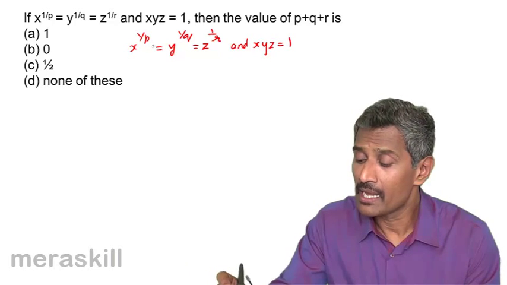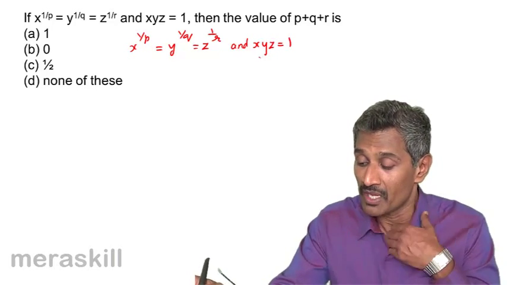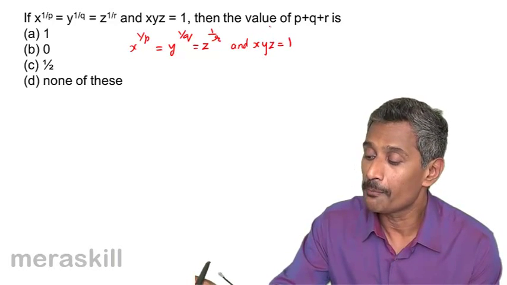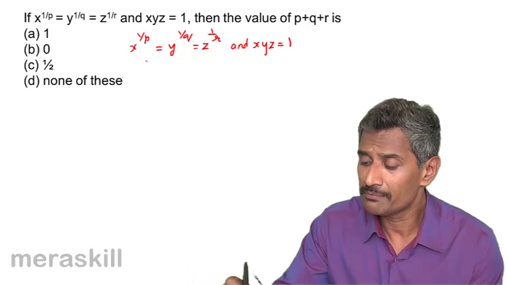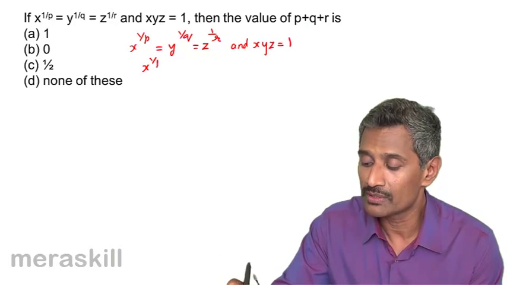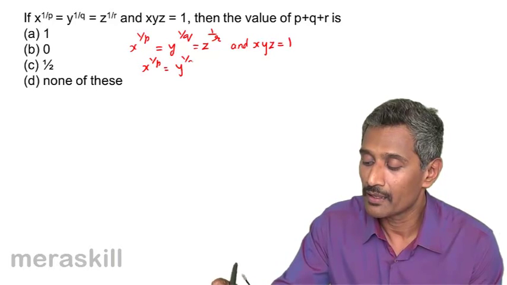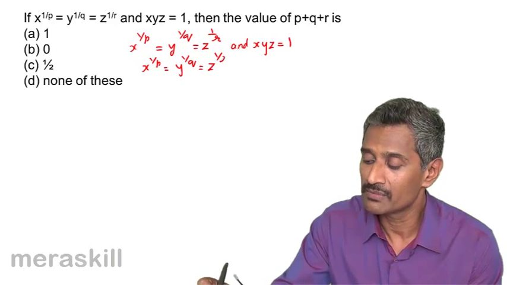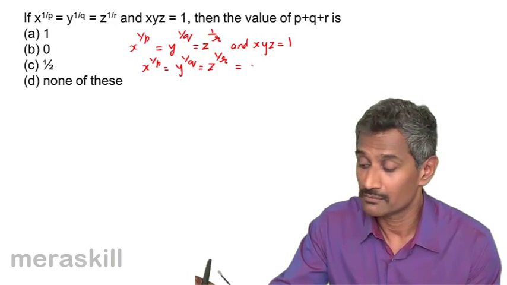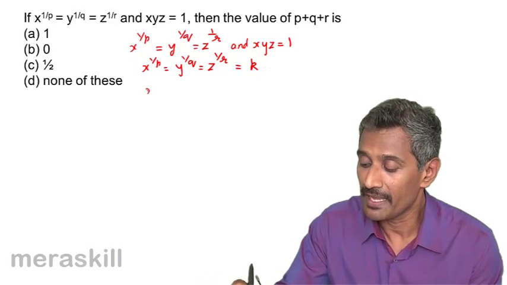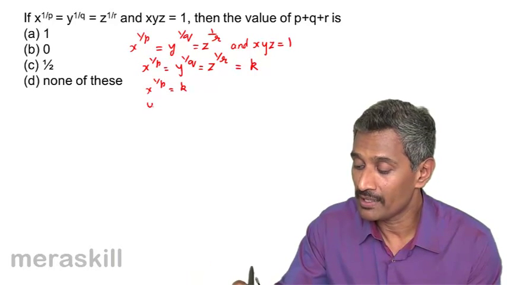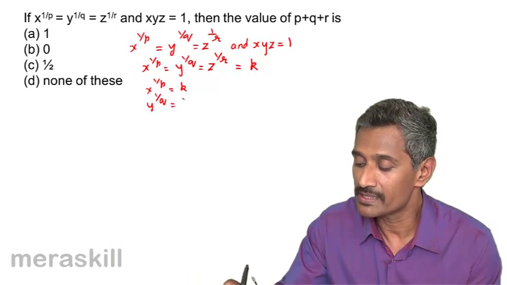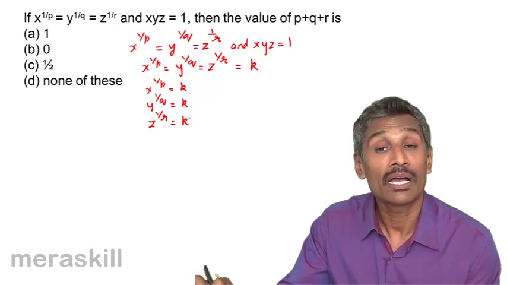So let us see how we can work on this. Now if you see, then the value of p plus q plus r is what? So we can equate this whole thing to some number, say k. Let this be k. So if x raised to 1 by p is equal to k, and y raised to 1 by q is equal to k, and z raised to 1 by r is equal to k.